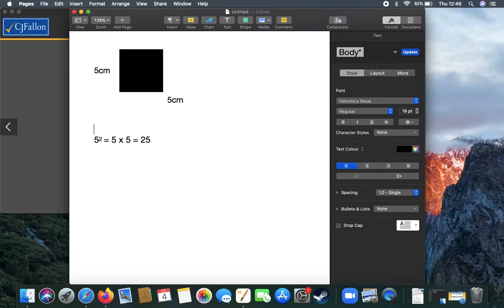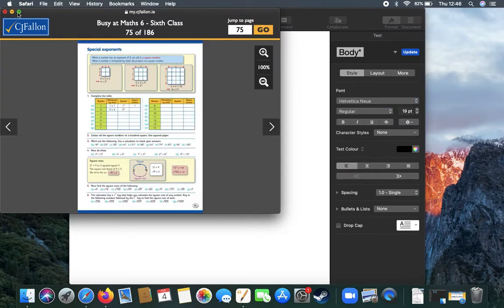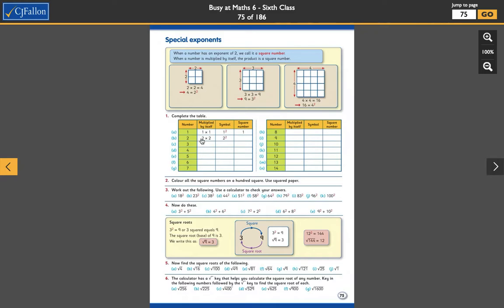So that's why they're called square numbers, because basically if you were to draw these out, they would make squares. Like if you had 5 to the power of 2, it's 5 by 5, which is 25. So here's 5 by 5, and there would be 25 squares in there. So what you are doing for number 1, they've done the first two.